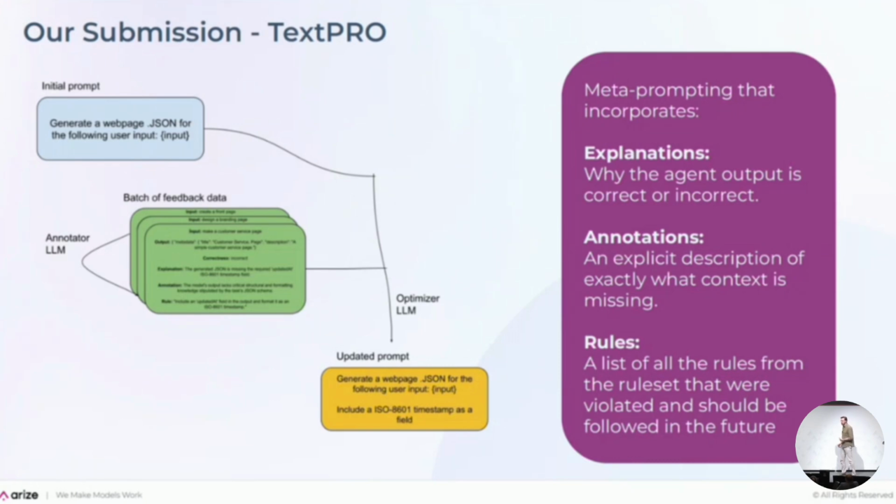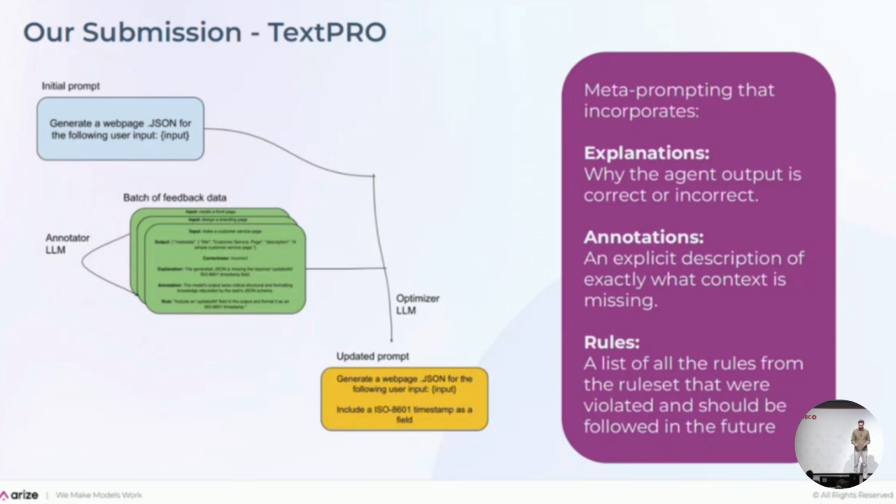It would say there was no meta tag included in the headline. The annotation is more an explicit description of exactly what is missing. In this case it's pretty similar, but in some cases it's more of a refinement of what was missing. And then the rules is a more broad catch-all definition of what rule needs to be introduced or updated to make sure that it doesn't make that same mistake again. In this example, we end up generating a whole list of rules.